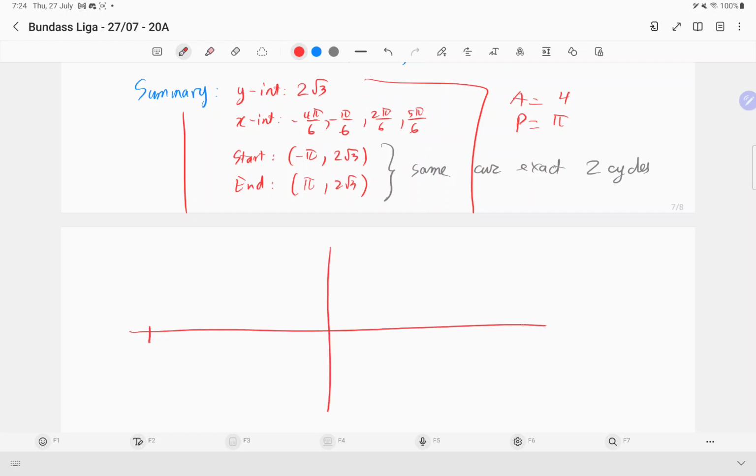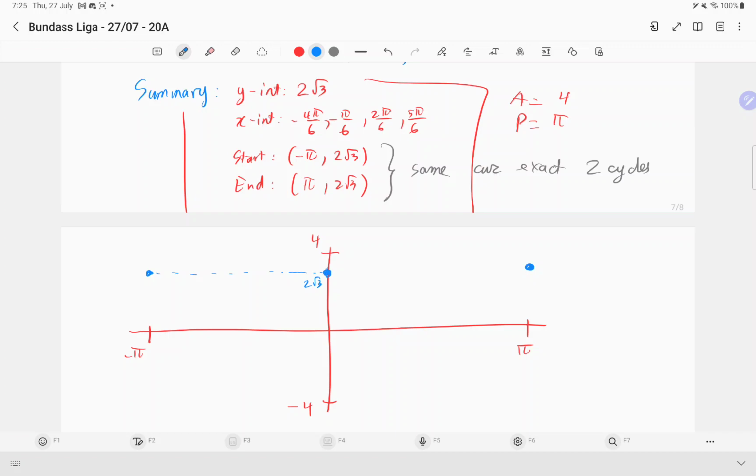How do we sketch this though? Let's say negative pi is here, and positive pi is here. Let's say this is 4 and this is negative 4. Roughly, 2 square root 3 is what value? Any idea? It's like 3 point something. 3 point something, yeah. So I'll choose the value here. So this would be roughly 2 square root 3. Okay, and that's also the y-intercept and also the endpoint.